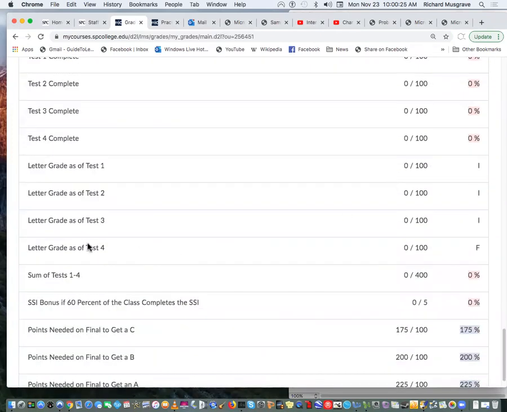So what I would do is look at the letter grade as of test four. That will take into account everything that I talked about, believe it or not. That's what you'll look at. If it says A, you have an A in the class. If it says B, you have a B in the class. If you have a C or less, you know you're going to have to take the final.